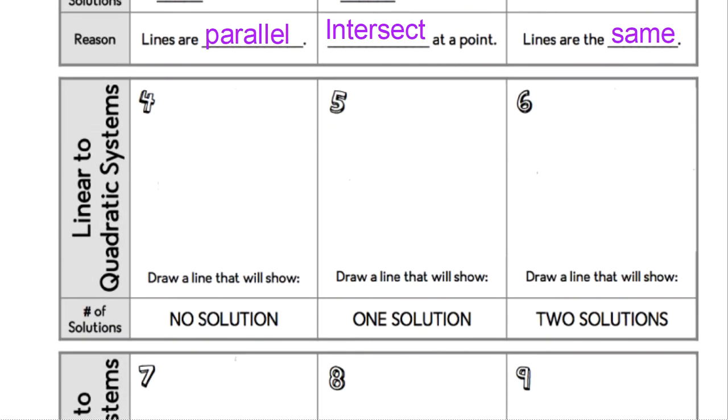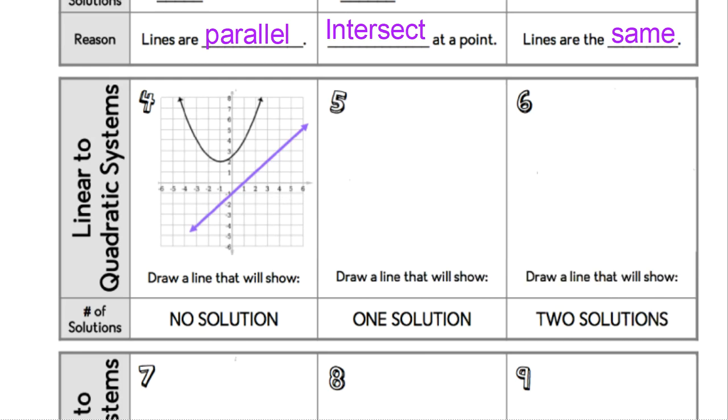Now we're going to look at linear to quadratic systems. This is where we have a linear equation and a quadratic equation. We saw that in example B on the first page. In some situations, we will have graphs that have no solution. That means that the line and the parabola never intersect.